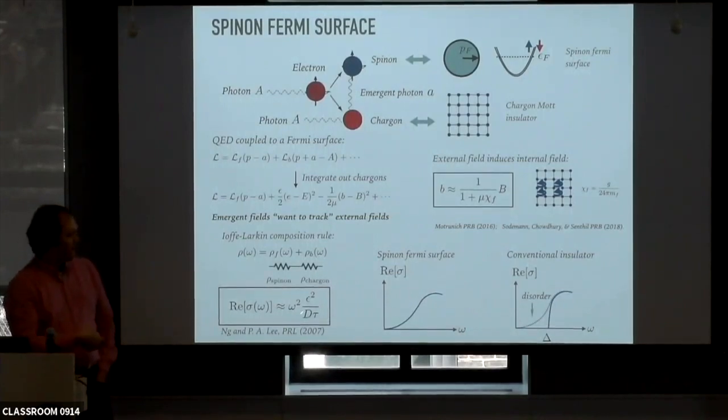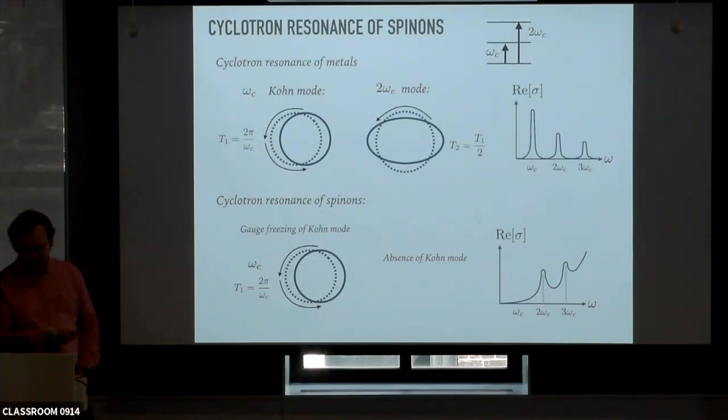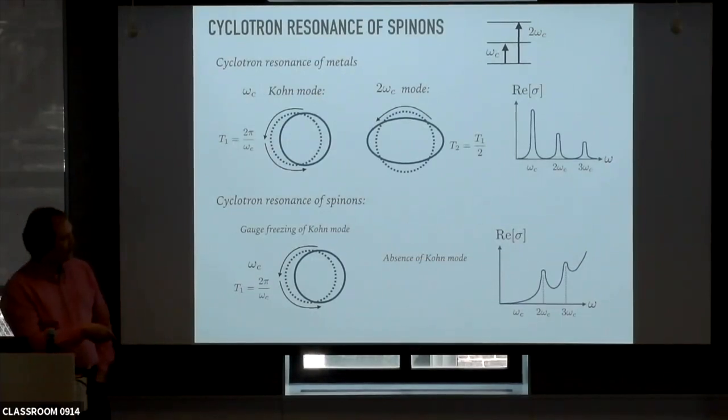And so it was pointed out some time ago also that in the absence of magnetic field, this state has a power law optical absorption. It's not a dead insulator, so it absorbs light at a very low frequency. So the idea we're proposing basically is that, combine magnetic field with that, you will see cyclotron peaks. But there is basically the Kohn mode is absent.